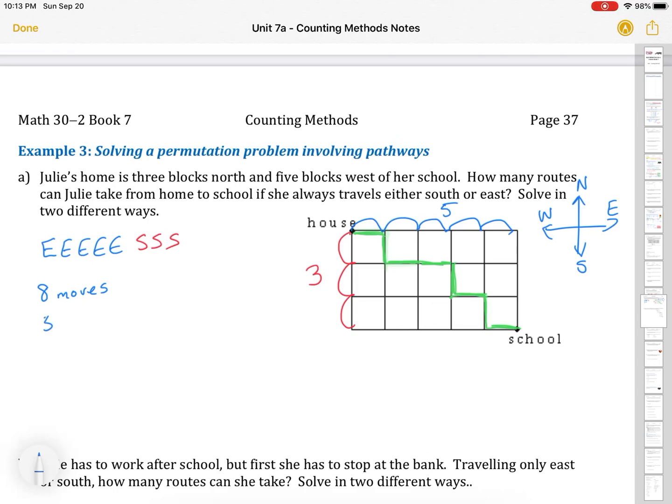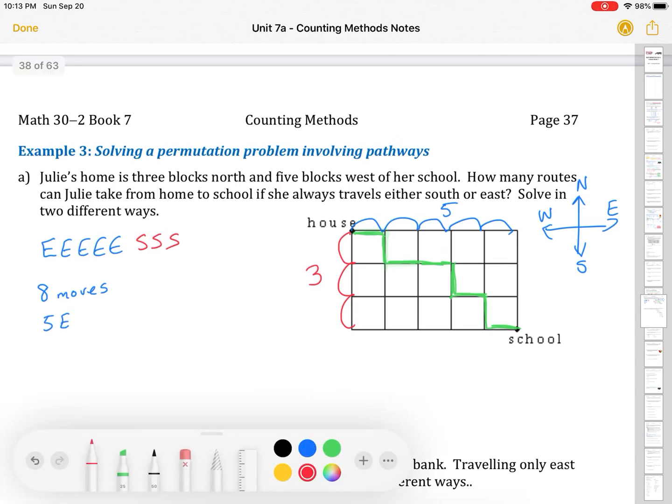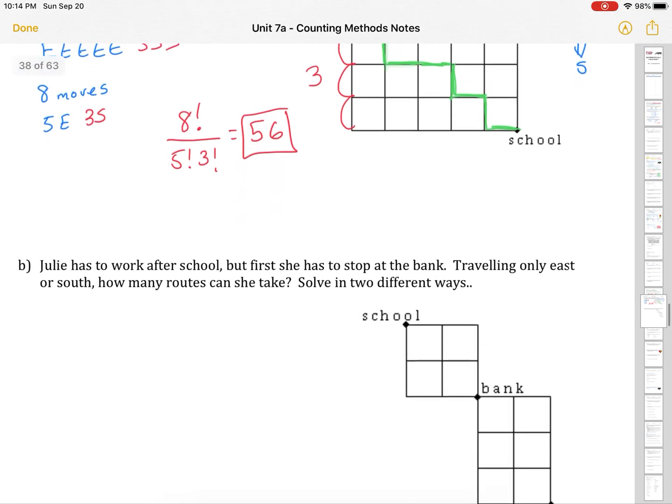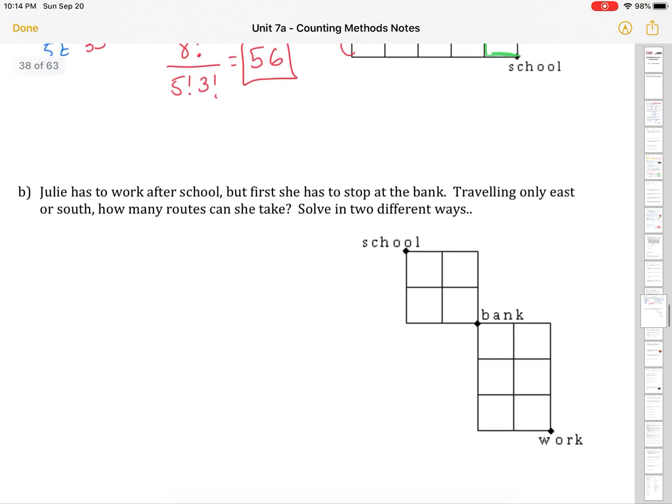So when we do that, we take into consideration the total number. So she has 8 moves. Okay? 5 are east and 3 south. So we put that in our calculation, 8 factorial on the top. We divide by 5 factorial and 3 factorial. And when we put that through and we multiply, you're going to get 56. I'll trust you guys to do the calculator work. Okay? The big thing is figuring out the pathways. And because we're limited on the direction we can go, we can kind of settle it down that way.